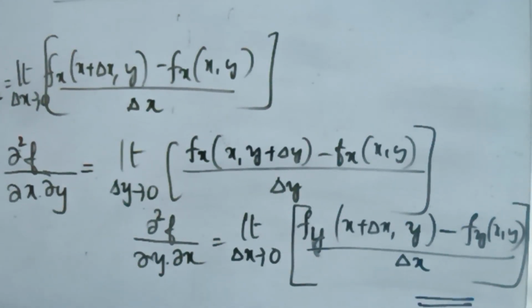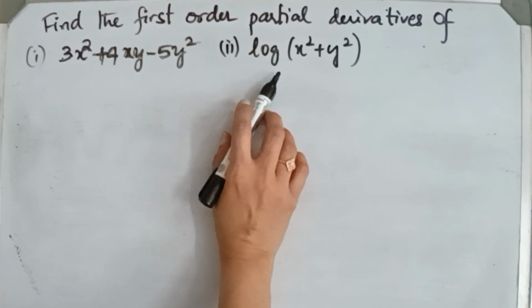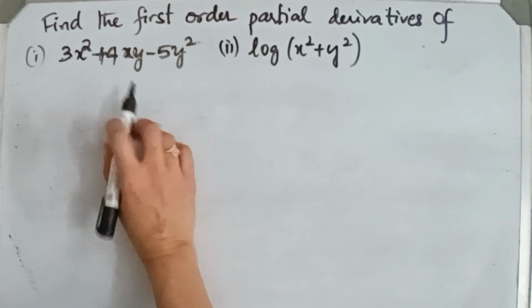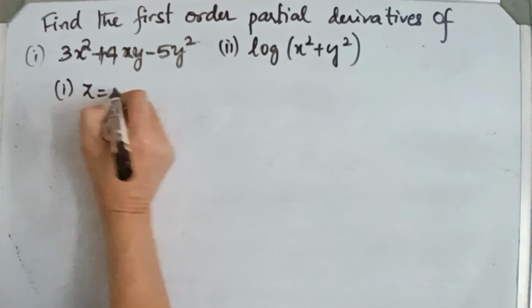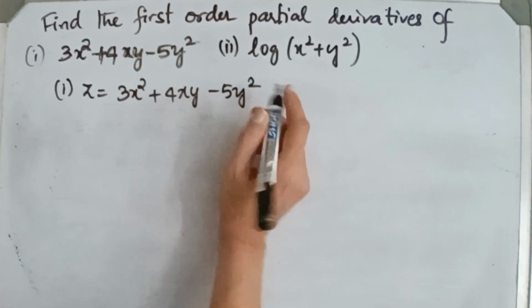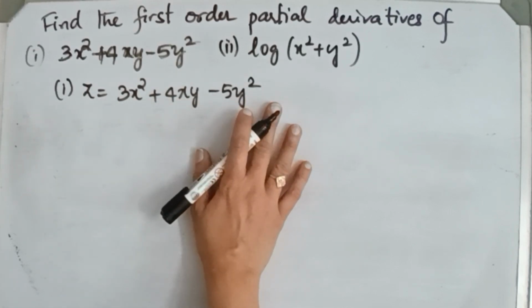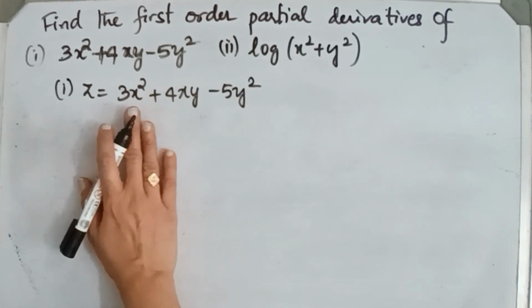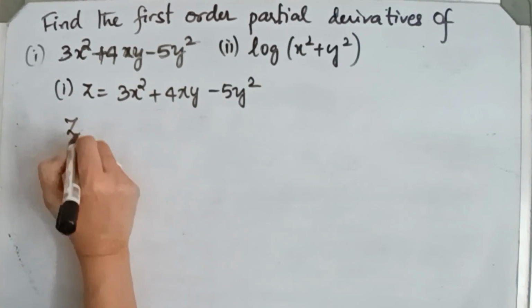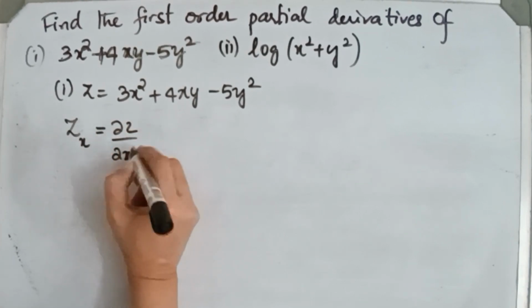Let us take some examples to learn how to find the partial derivatives of a given function. Find the first order partial derivatives of these two functions. These are two variable functions. So I will name the first function as z equal to 3x² plus 4xy minus 5y². You can name that as f also. Now z is the dependent variable, x and y are two independent variables. So first, to find the partial derivative of z with respect to x, it is denoted as zx, which is equal to ∂z/∂x.